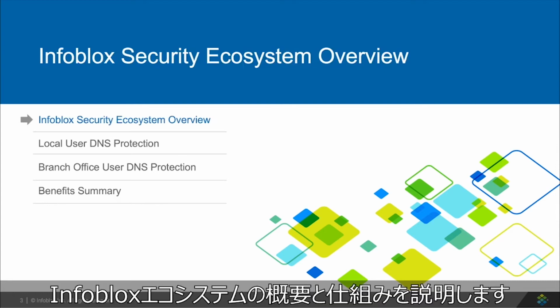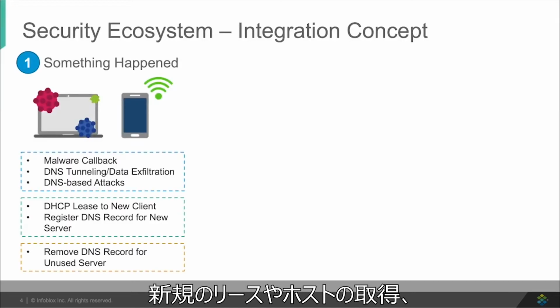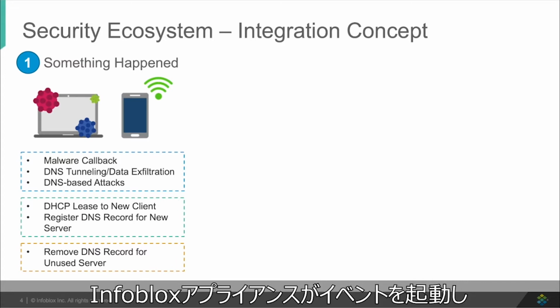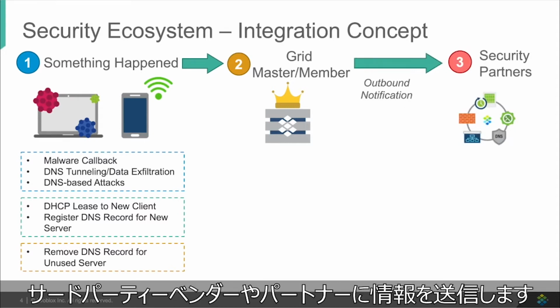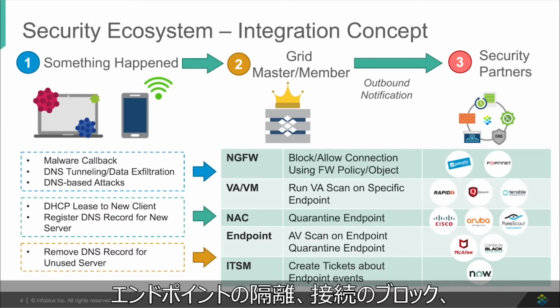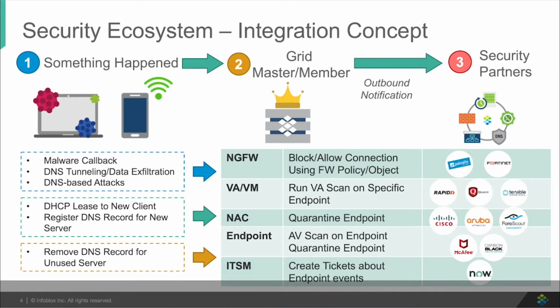First, a brief overview of what the Infoblox ecosystem is and how it works. When events occur, such as obtaining a new lease, creating a new host, or a malicious site being accessed, Infoblox triggers events on its appliances to send information about what just happened to third-party vendors and partners, such as Palo Alto, Fortinet, Tenable, and many more. These security partners can then use this information to quarantine endpoints, block connections, run scans, and much more.